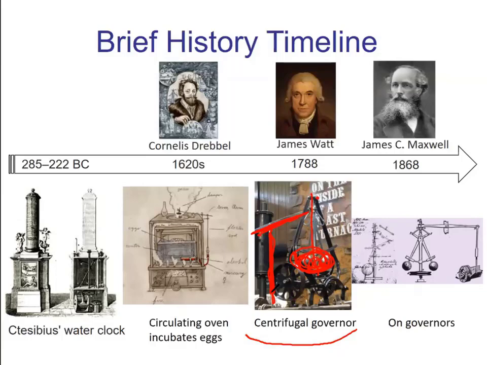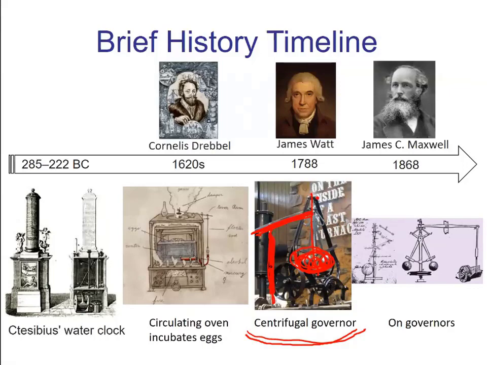velocity of that thing. Interestingly, you don't see annotation on the screen. Let's see if I can use a different kind of annotation. Okay, so this one works. So basically controlling that thing, and this one closes or opens the hole for steam. And this is how a steam engine works, the centrifugal governor.